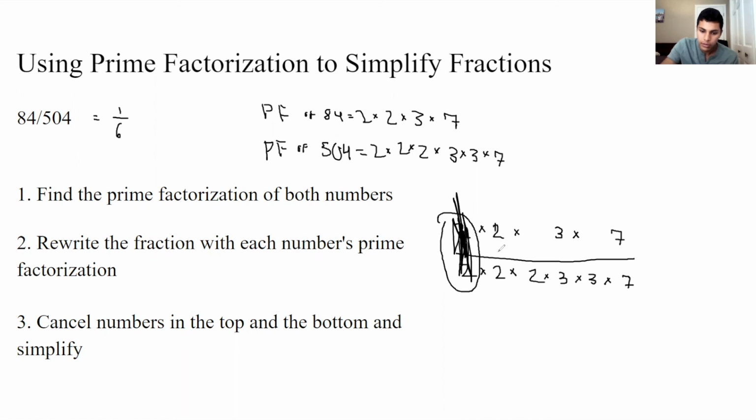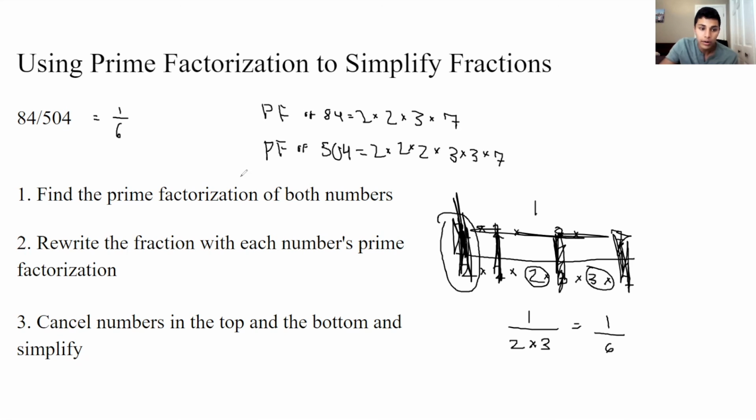We also have 2's here that we're multiplying, so these get to cancel. We have 3's here that we're multiplying, so these 3's cancel. And we have 7's here that we're multiplying, so these 7's cancel. And since we have nothing left in the numerator, it's actually just equal to 1. And in the denominator, all that we have left is 2 and 3. So we end up with 1 over 2 times 3, and when we multiply that out, we get 1 over 6. And that's how simplifying fractions with prime factorization works.